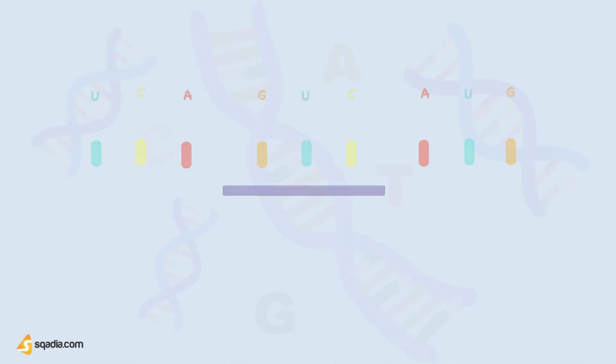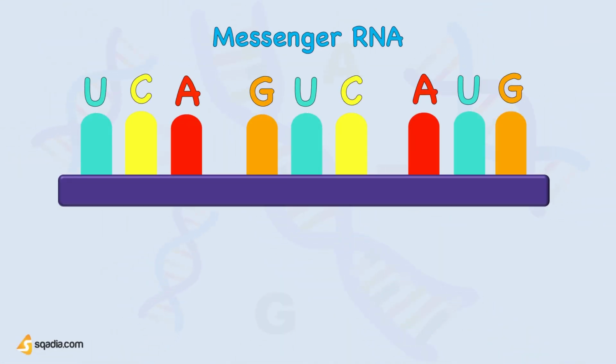So, we said that there is messenger RNA which will be responsible for providing the genetic codes. Look here, that is how the messenger RNA looks. And the codons are always made in the form of triplets.